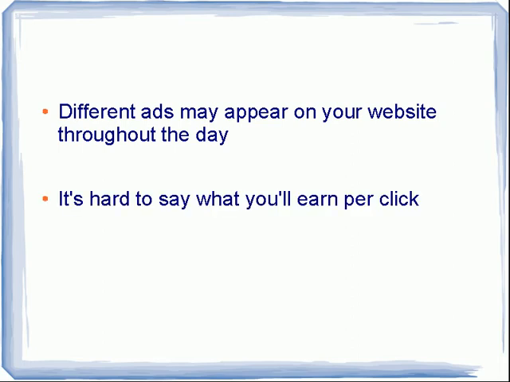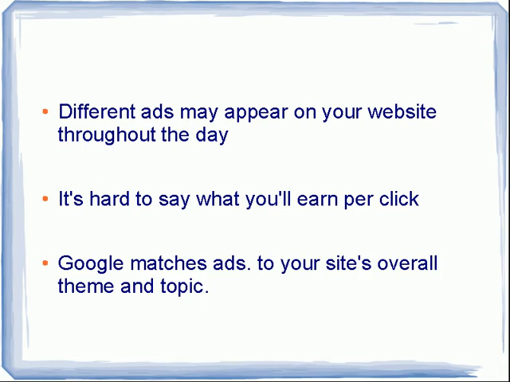As an AdSense marketer, it's difficult to determine exactly what you'll earn per click for each ad that appears on your website. However, there is something that you can do to maximize your chances of featuring high-paid ad blocks on your site. For starters, since Google matches the ads that appear on your website based on your site's overall theme and topic, choosing to integrate popular keywords into your website's content will maximize your chances of increasing the payout rate for each advertisement that appears on your site.